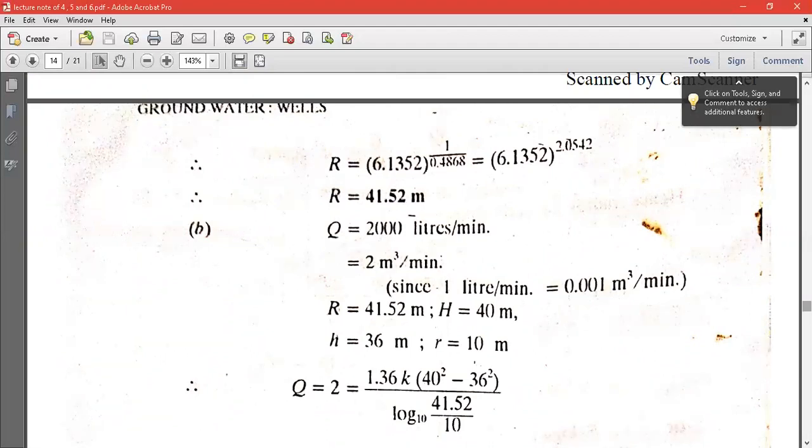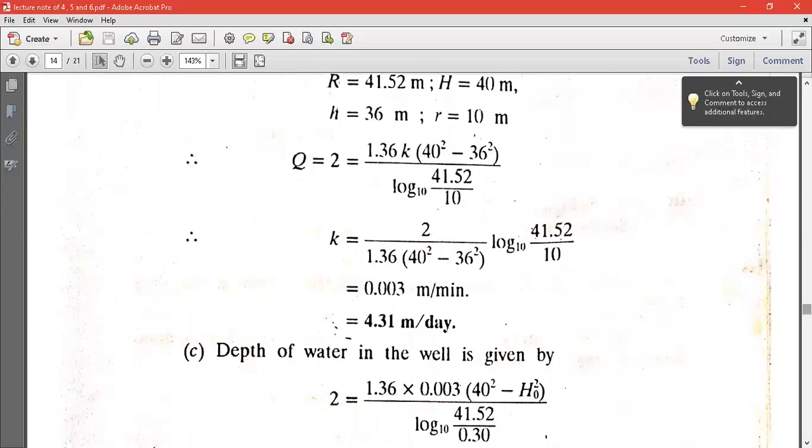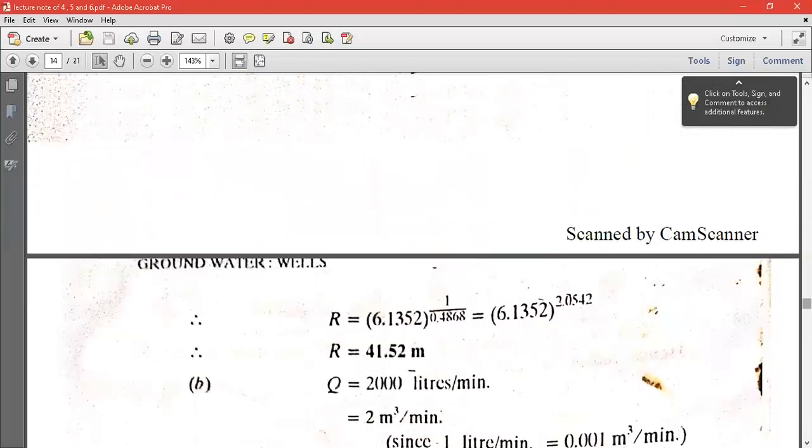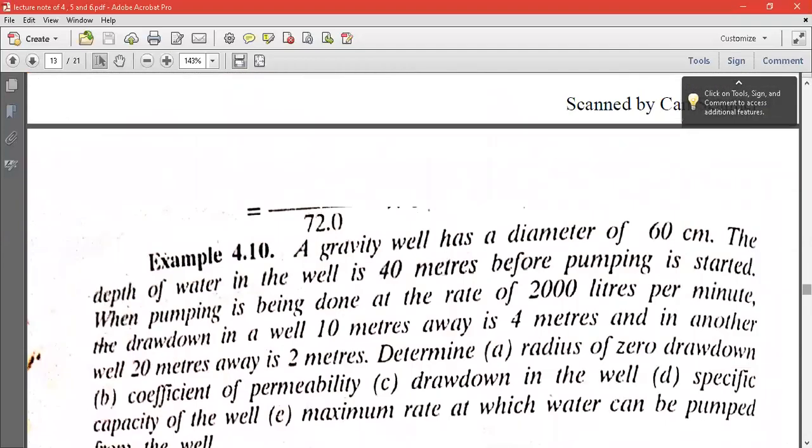So putting this value in the formula, Q equal to 2, because 2 meter cube per minute is given in the question, which you have found from 2000 liters per minute, equals 1.36 K into (40 square minus 30 square). So the only unknown is K. So one equation, one unknown can be solved. So K equal to 4.31 meter per day. So the part 2 answer is also solved.